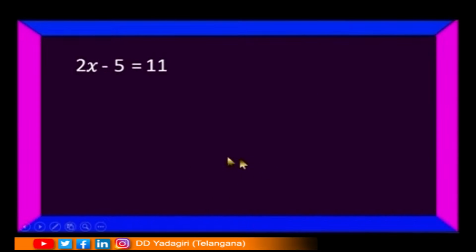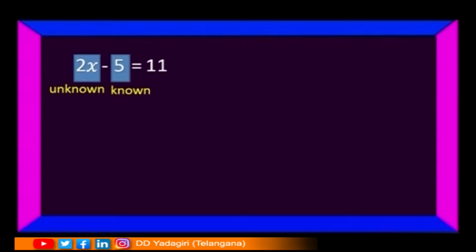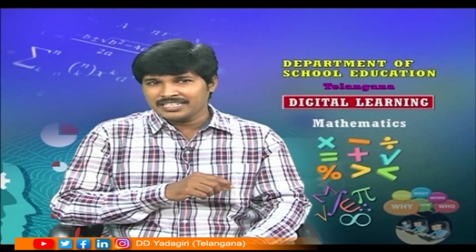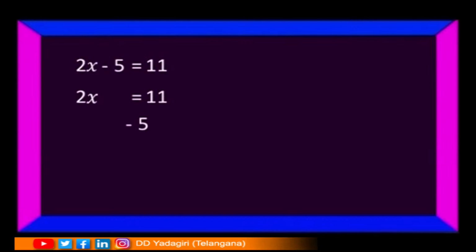Let us take another linear equation, 2x minus 5 equals 11. Let us solve this linear equation also. This is an unknown term and this is a known term. What is our responsibility? We have to shift this known term to the right side. Before shifting to the right side, what is the thing we need to keep in our mind? The number under subtraction should turn to addition. That means minus 5 changes to plus 5. Thus 2x equals 16.